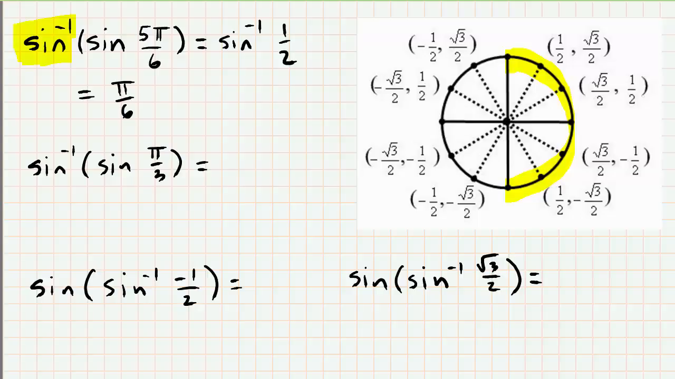Let's try another one. Inverse sine of sine of pi over 3. Here we see that pi over 3 actually is in the range of inverse sine. So we should suspect that we can, with this case, cancel out the inverse sine and the sine. But let's be safe. Let's rewrite this. Let's start from the inside. Sine of pi over 3 is the second coordinate at pi over 3, which is root 3 over 2. And then inverse sine of root 3 over 2. That's the angle on the right that has a sine value of root 3 over 2. So it's an angle on the right where the y coordinate is root 3 over 2. Sure enough, that's pi over 3.